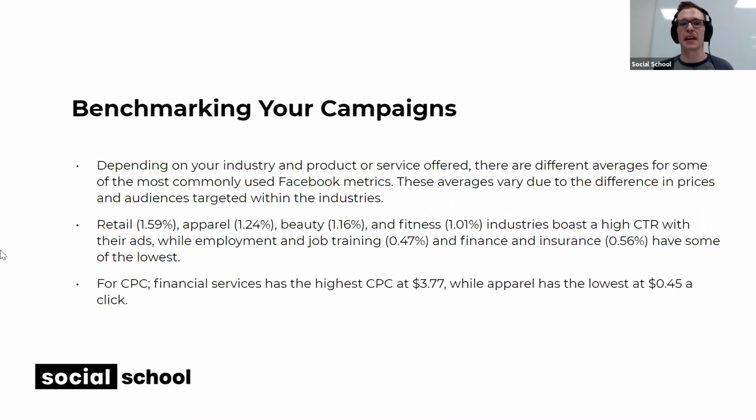For CPC, it should be no surprise that financial services are getting the highest CPC. This is about a 3.77 that we're seeing, where apparel is getting about a 45-cent cost per click. Again, apparel, super easy. It basically lives on Facebook. That's a platform where it feels at home. A 0.45 cost per click feels perfect for me.